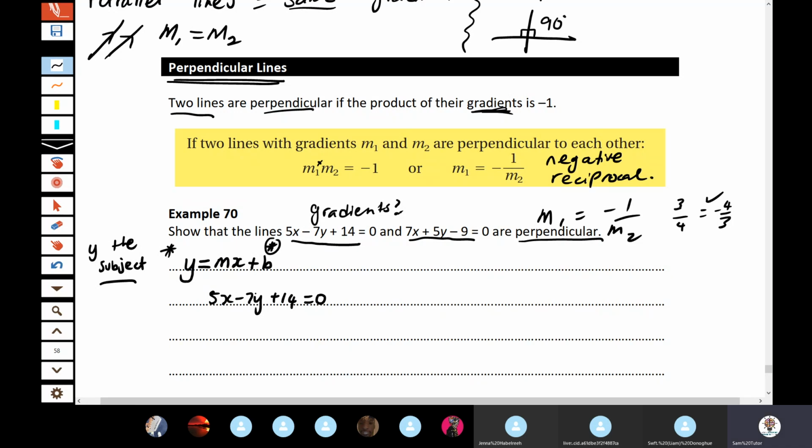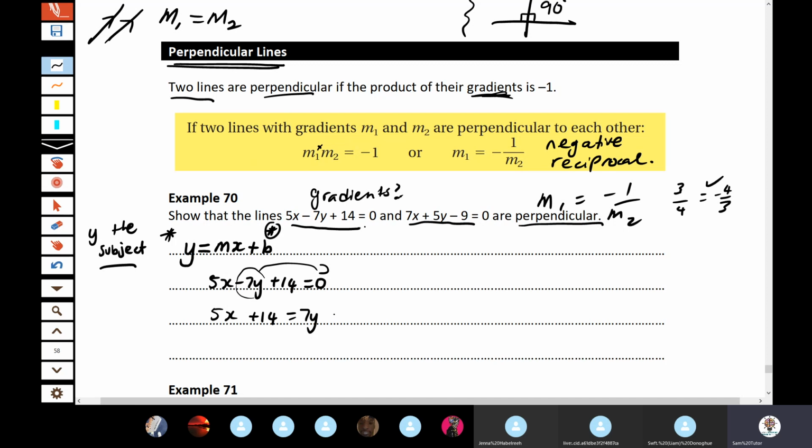If I want to make y the subject, I'm going to move this 7y over to the right-hand side to make it a positive. So it'll look like this. 5x plus 14 equals 7y. Then I'm pretty much one step away. Divide everything by 7. I get 5x on 7 plus 14 on 7 equals y. Anyone have any questions there?